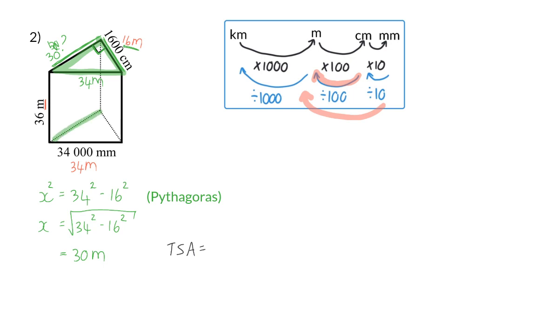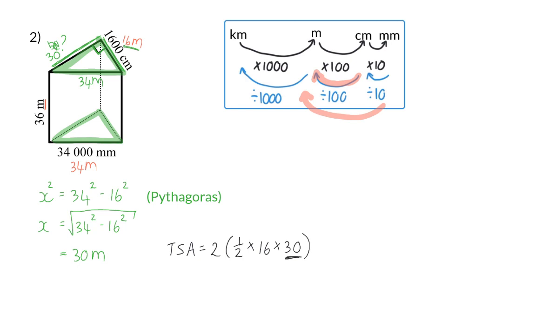Again, we have 2 triangles. For the triangle, we have the formula half times the base, which in this case is 16, multiplied by the perpendicular height, which we calculated as 30. Remember that the 30 is the perpendicular height inside the triangle. Now we move on to our 3 rectangles.